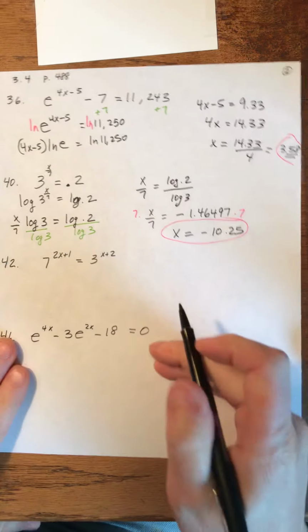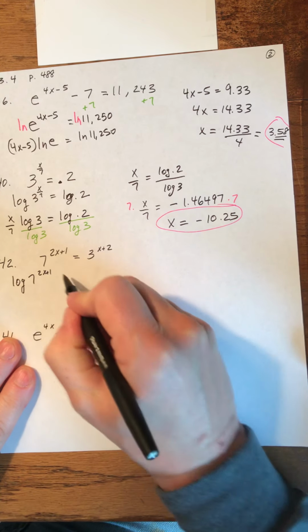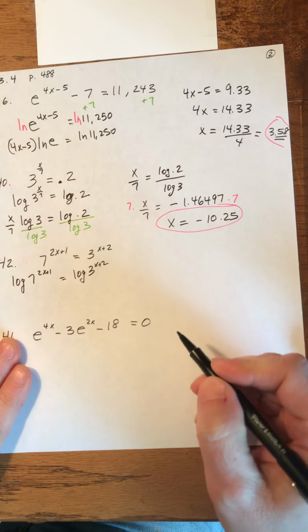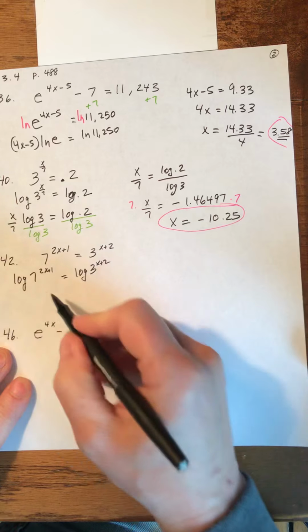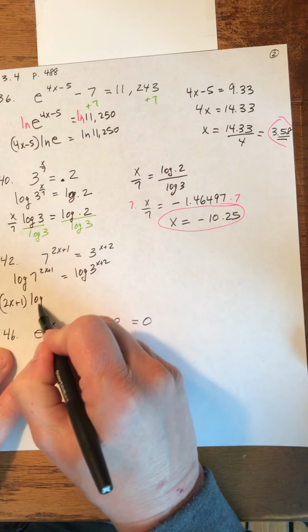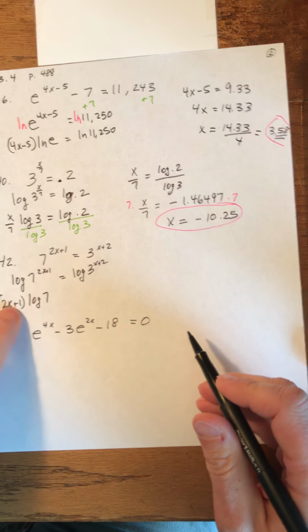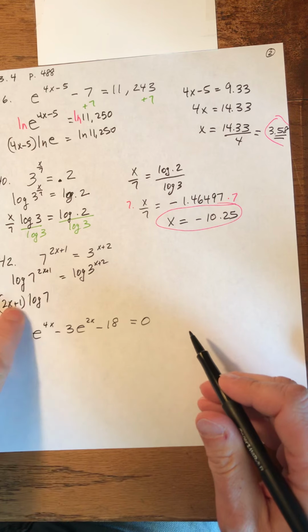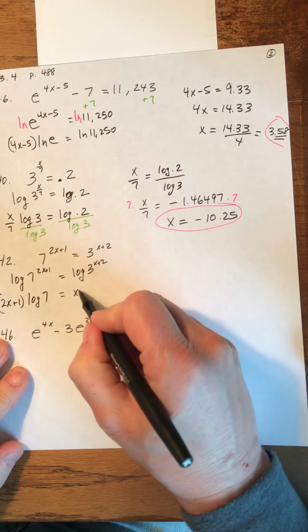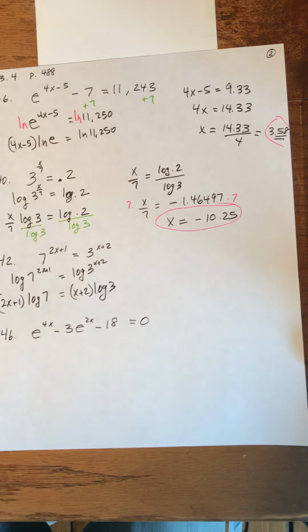Last two. This one, again, we're going to take a log of both sides. It looks a little bit more complicated, but you're actually doing the same thing each time. You're taking the log of both sides. You're going to move that exponent out front. I put the parentheses around it so I remember that it's this whole thing times the log, not just a 1 times the log if I didn't have the parentheses there. Same thing on this side. This x plus 2 times the log of 3.